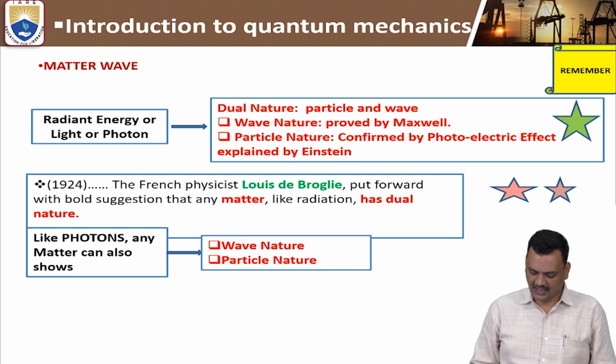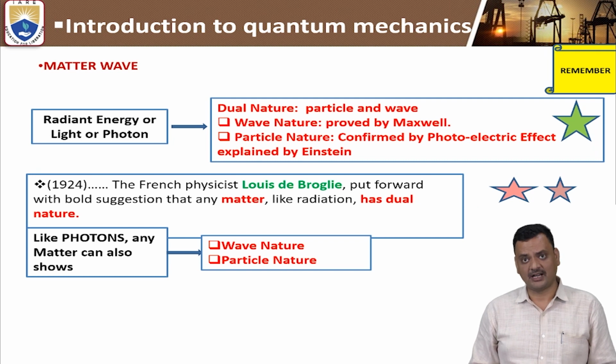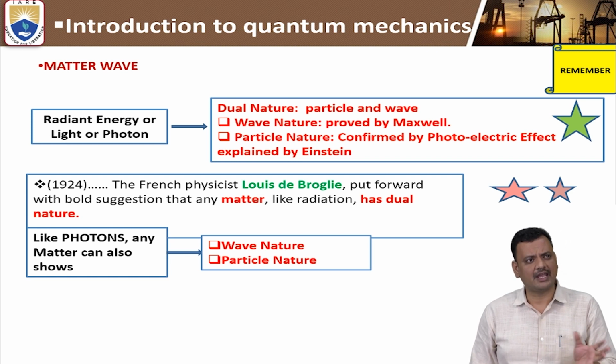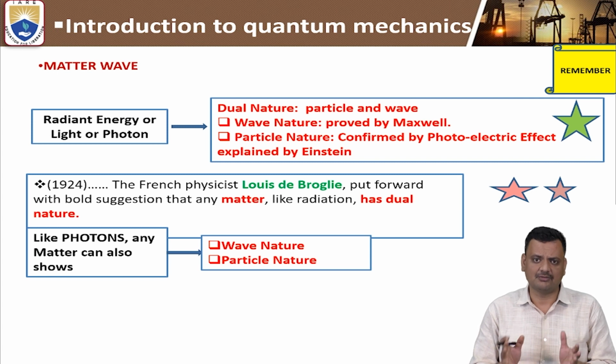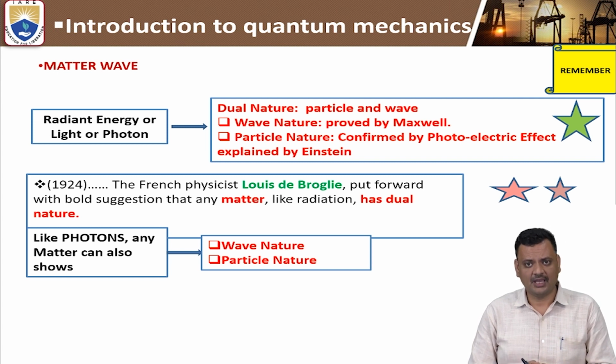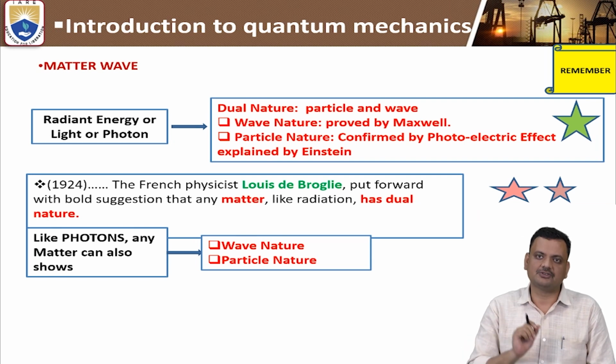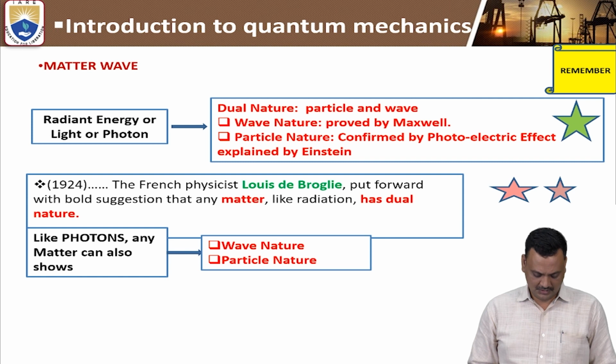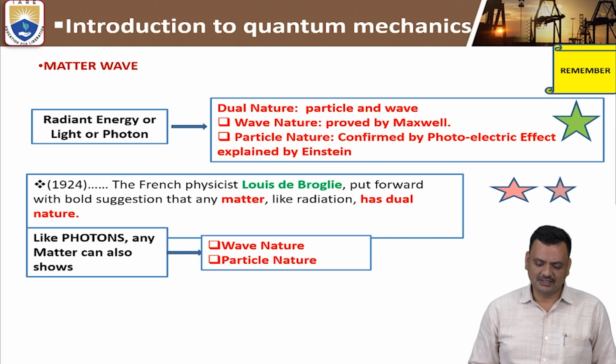Again, the most important thing in quantum mechanics is the concept of matter wave. Matter means what? Whatever you can imagine in this world, all things will be considered as matter. So a wave associated with any matter is known as a matter wave. During the introduction of quantum mechanics, this matter wave also played a very important role. So what is matter wave?